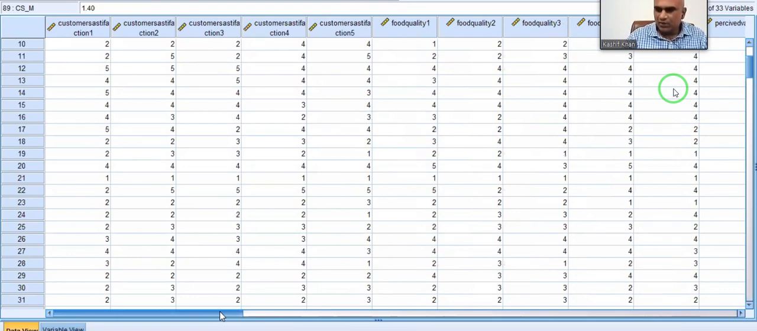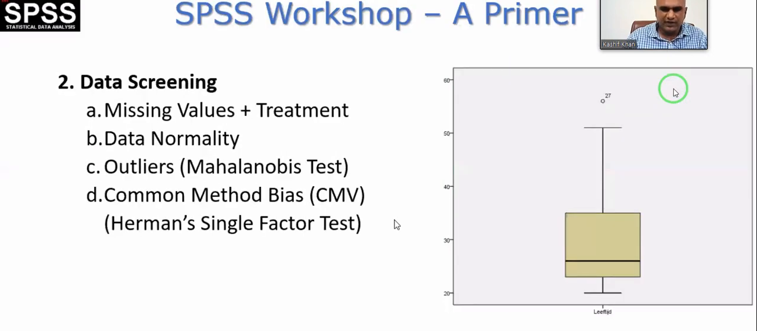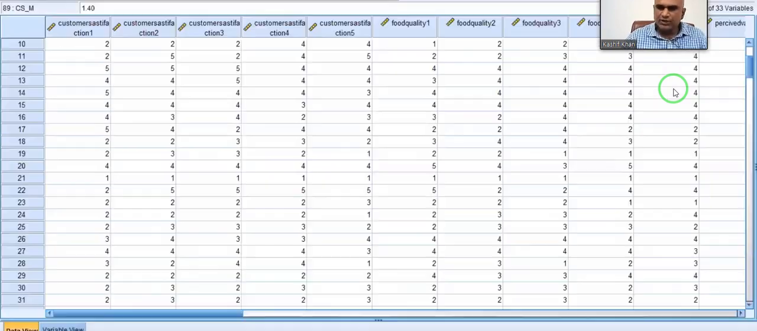Okay, so we are done with two parts: setting up a file, and normality. We know how to check the normality of data, and then outliers. So, the Mahalanobis test. This is also called multivariate outlier. You need to understand that there are two types of outlier testing I can do. Number one, the outlier test I did with, I just did that where I tried to.